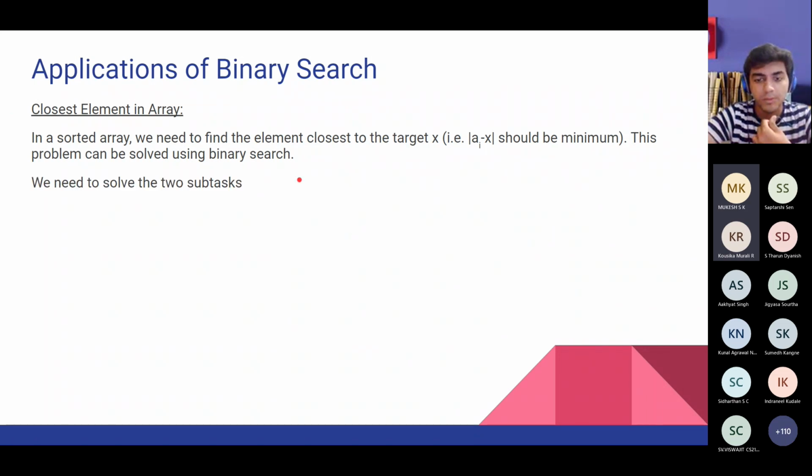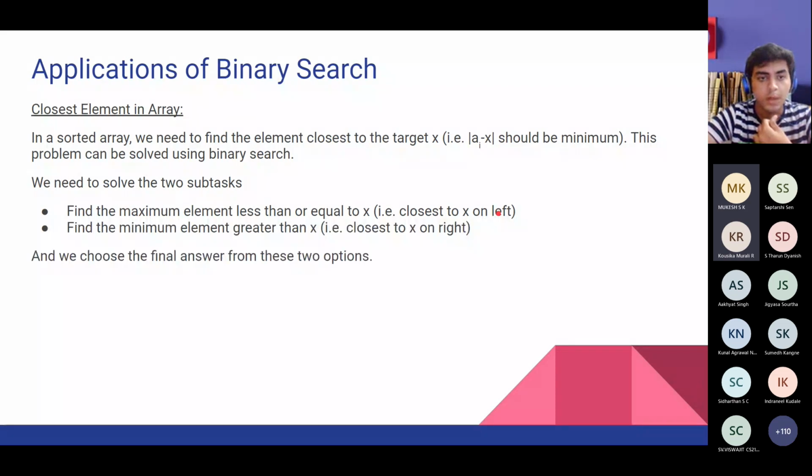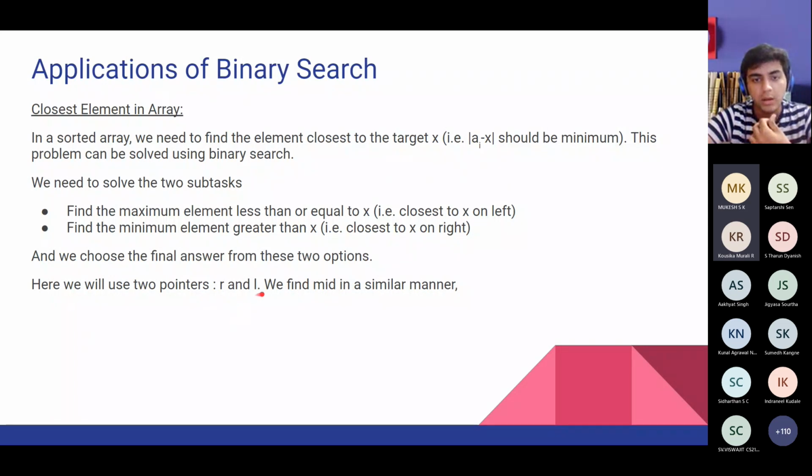We need to solve two separate subtasks. Find the maximum element less than or equal to x, that is closest to x on the left. Find the minimum element greater than x, that is closest to x on the right. And we choose the final answer from these two options. Here we will use 2 pointers, right R and left L. We can find mid in a similar manner.